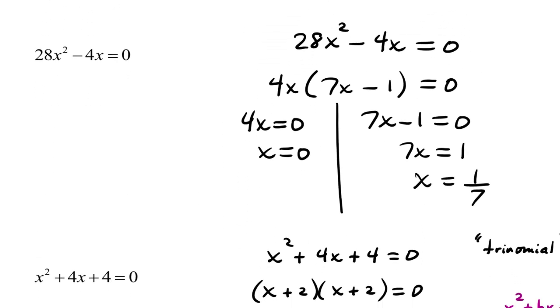In our next example, we have the quadratic equation 28x squared minus 4x equals 0. We're going to try to solve this one by factoring as well. Both numbers are divisible by 4. Both terms have at least one x. So I'm going to divide by 4 and take away an x. That will leave 7x minus 1. 28 divided by 4 is 7. Take away an x, that leaves an x. Minus 4 divided by 4 is 1. Take away an x, no more x's.